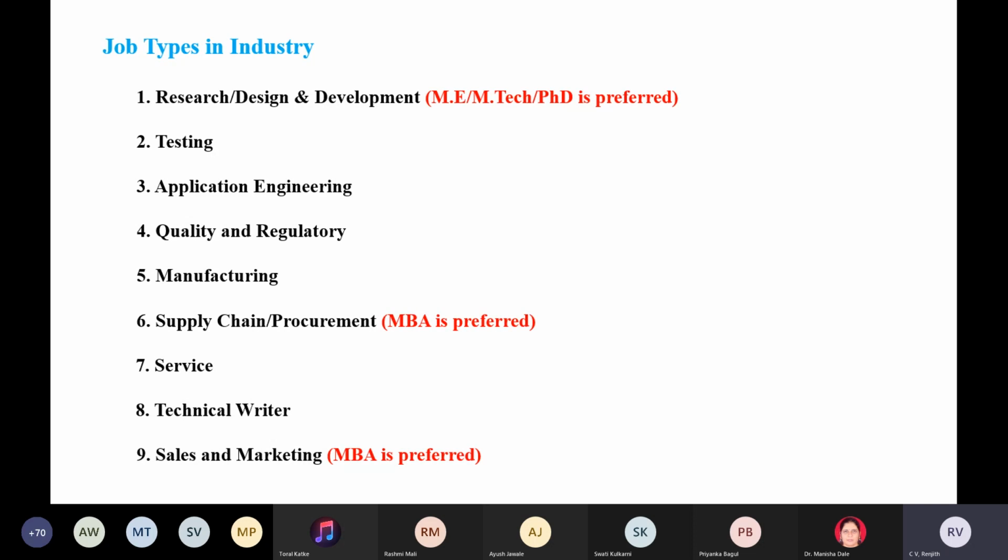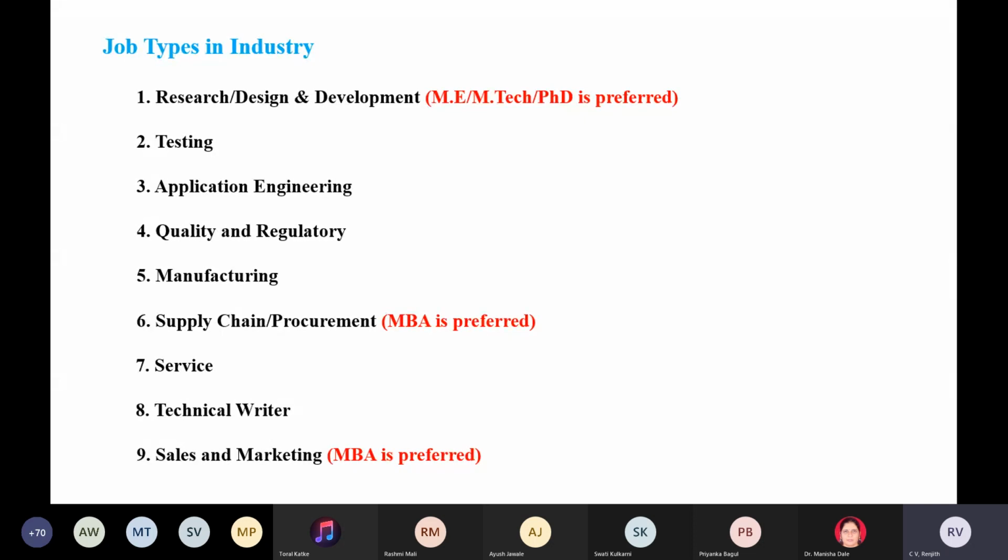Then you have a supply chain or procurement engineer. Their job is to purchase the parts, negotiate with the suppliers on pricing, and ensure continuous part availability. In case there is some problem with one supplier, they will find an alternative supplier. An MBA is preferred in this role because it needs a lot of negotiation skills.